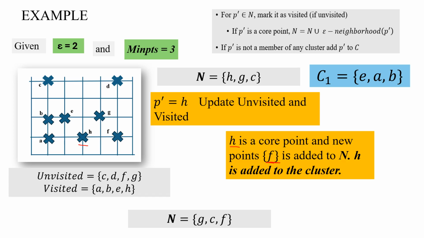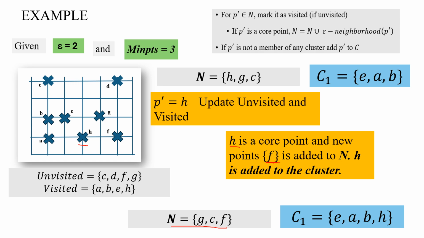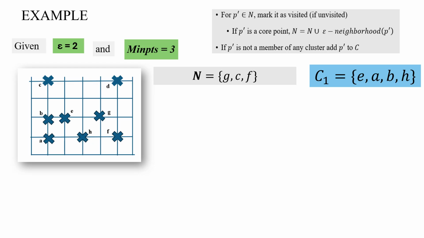So the neighborhood of H includes F as well. So F is added to N, and H is added to the cluster. So here our current state of N is now G, C, and F, and C1 gets expanded. We had E first, A, then B later on, and H is the latest addition. So GCF is our neighborhood, which is still to be explored. Here, we see it here, GCF.